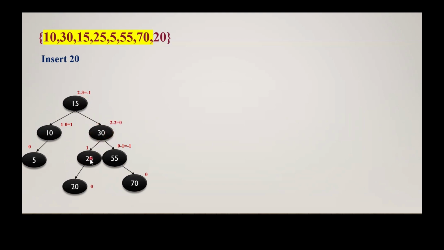Then for 30, height of left subtree is 2, height of right subtree is 2, so it is 0. So now what we observe is each and every node has the balancing factor either minus 1 or 0 or 1. So it is a balanced tree. So we concluded it is a balanced tree. So this is the way you have to construct the AVL tree.